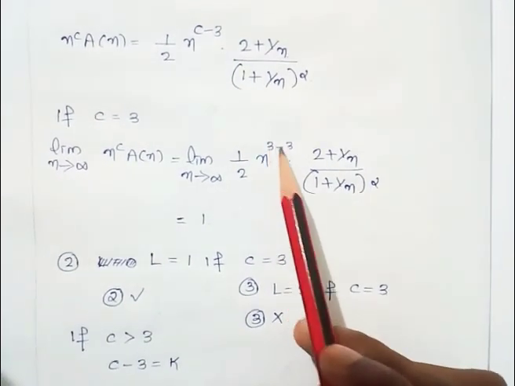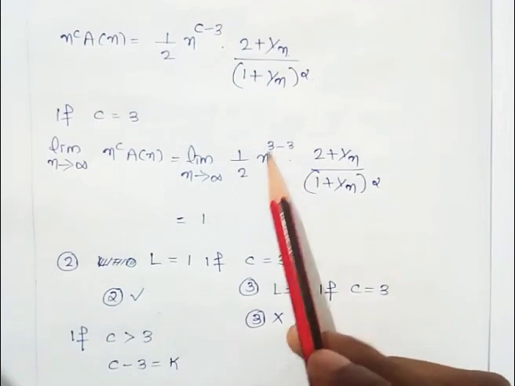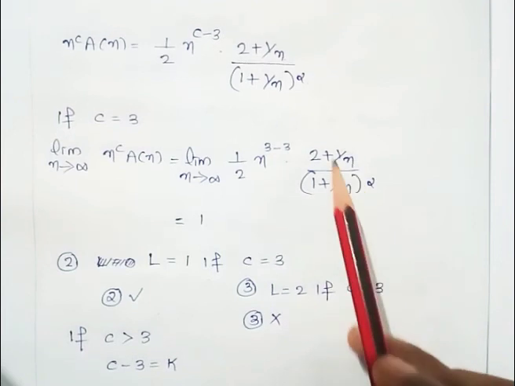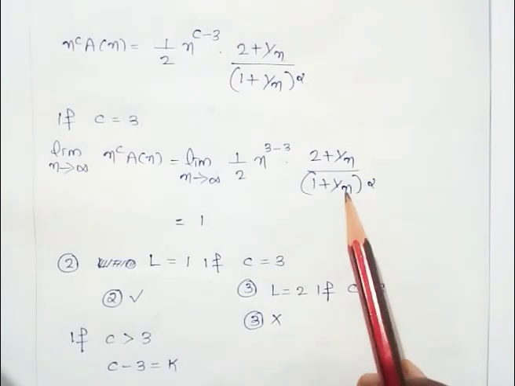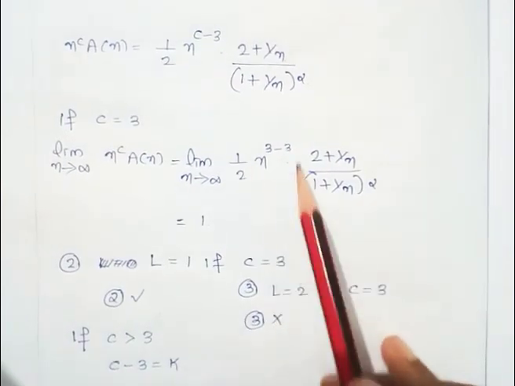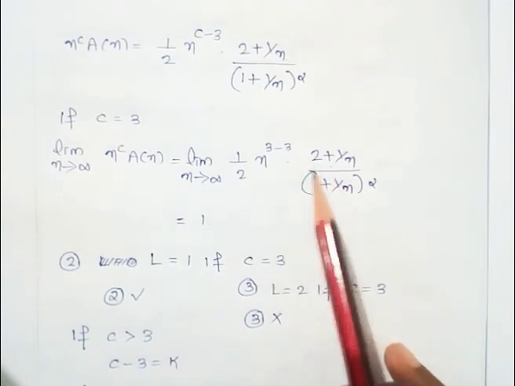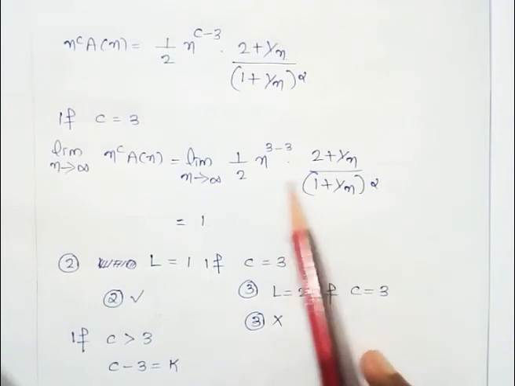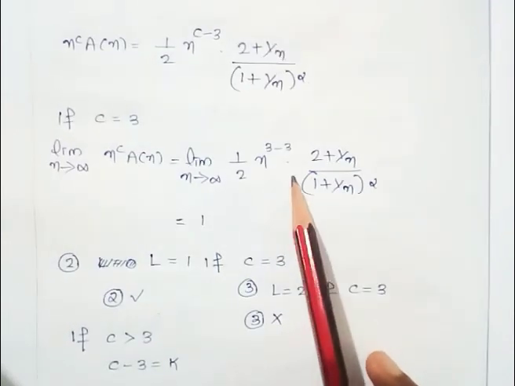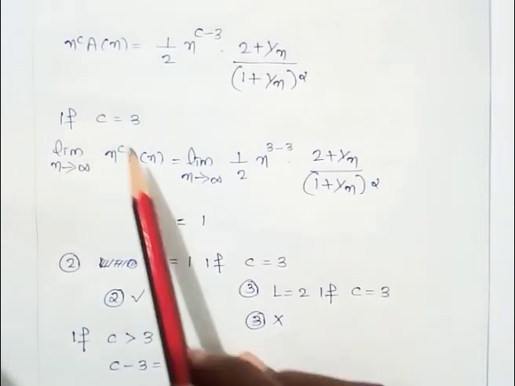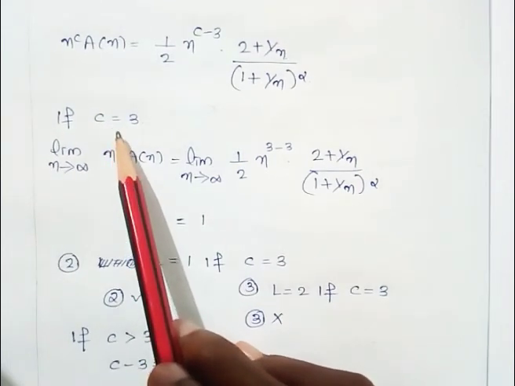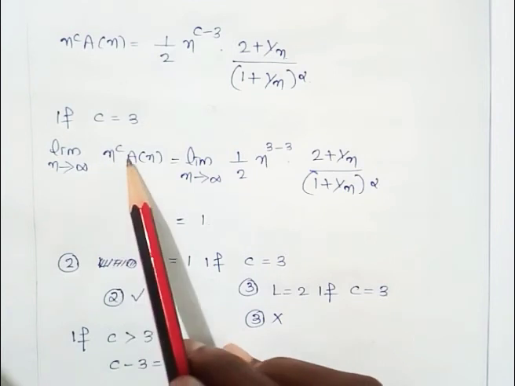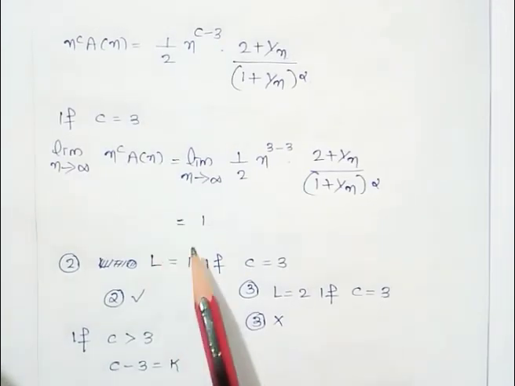Then n power 3 minus 3, which is equal to n power 0, so n power 0 will become 1. As n tends to infinity, 1 by n approaches 0, and here also 1 by n approaches 0. So this term will become 1 by 2 into (2 plus 0) divided by (1 plus 0) all square, which is equal to 1 by 2 into 2, which is equal to 1. So when we put the value c is equal to 3, the limit as n tends to infinity of n power c a of n is equal to 1.